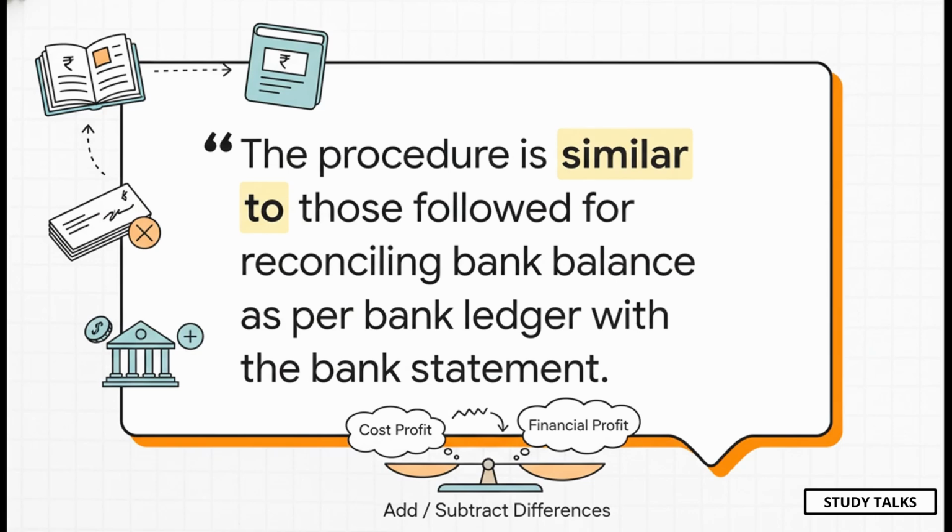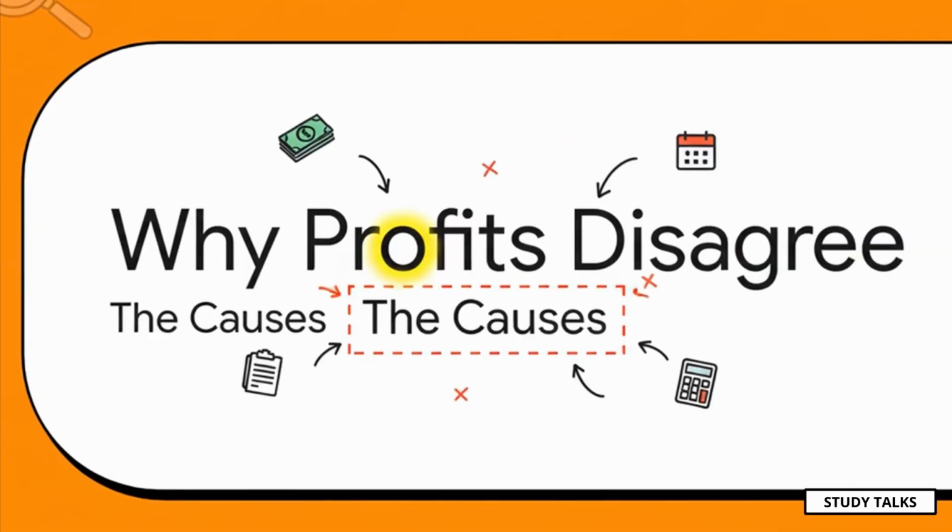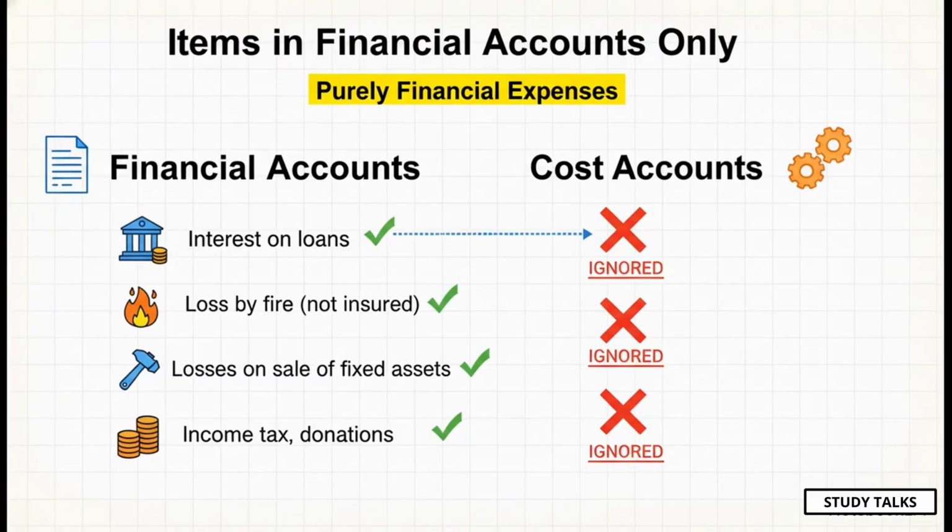It's really that straightforward. All right, so the million-dollar question is, what exactly are these differences? We have to put on our detective hats here and find these specific items that are causing this disagreement. These are the culprits we're hunting for, and luckily they fall into just a few main categories. First on our list are items that only show up in the financial accounts. Let's talk about expenses. Your financial profit and loss account gets hit with debits for things like interest you pay on a loan, income tax, or maybe a donation the company made.